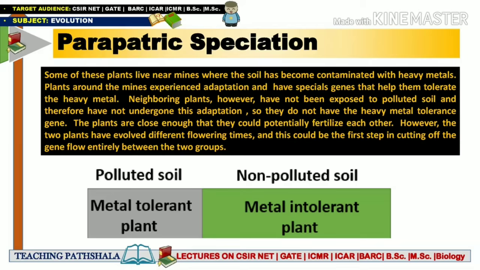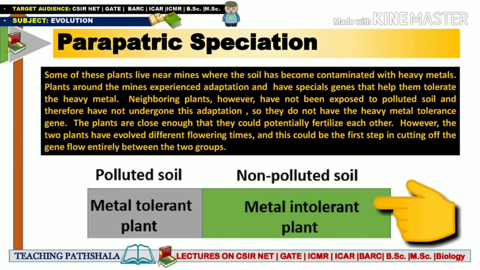And that is why these two groups of plants, although they are the same species, are facing two different environmental conditions, so after some time there will be a difference in their habitat as well as in their flowering time. Automatically there will be a reproductive isolation, and after some time two distinct species will form. One species will have a metal tolerance capability and the other will not. You can see from this figure that one area has polluted soil and the other area shows non-polluted soil.